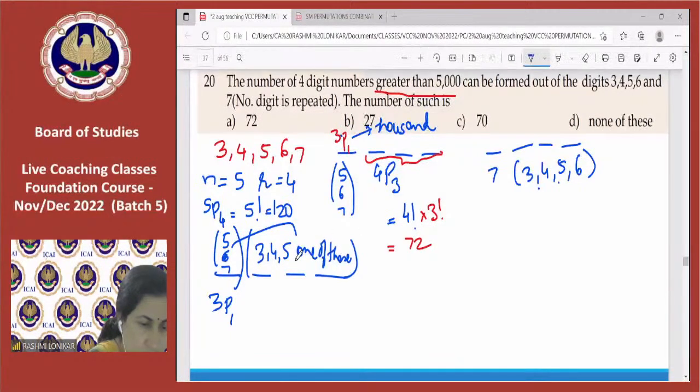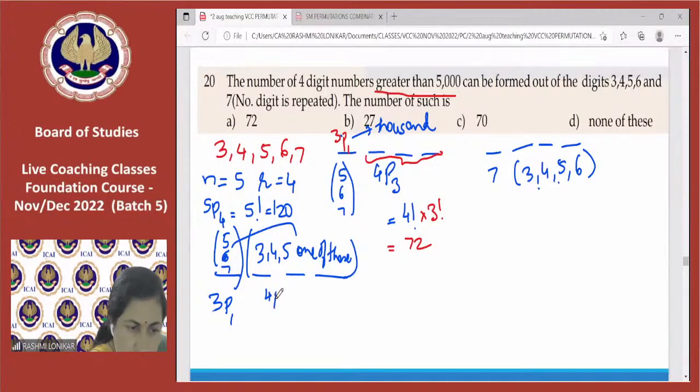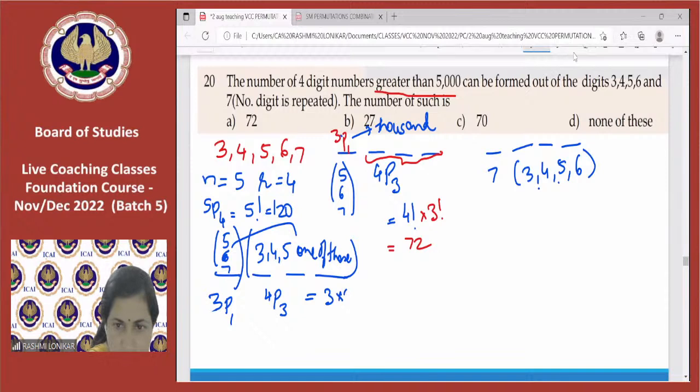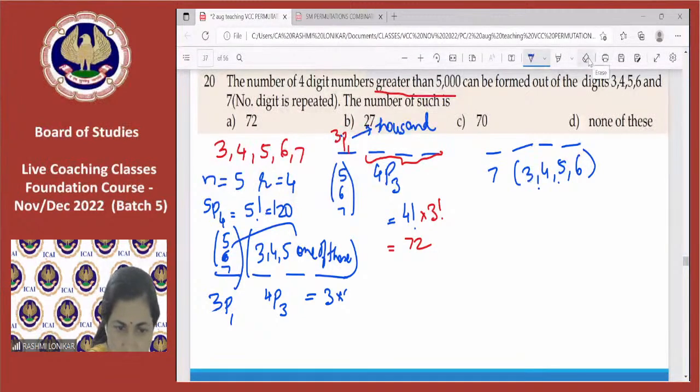So I have 1, 2, 3, 4. So how much do I have over here? This is 4P3. So this is equal to 3 into... not 3 factorial. Okay, yes, that's what I said. What is wrong here? This is 24 into 3, not 3 factorial, only 3.